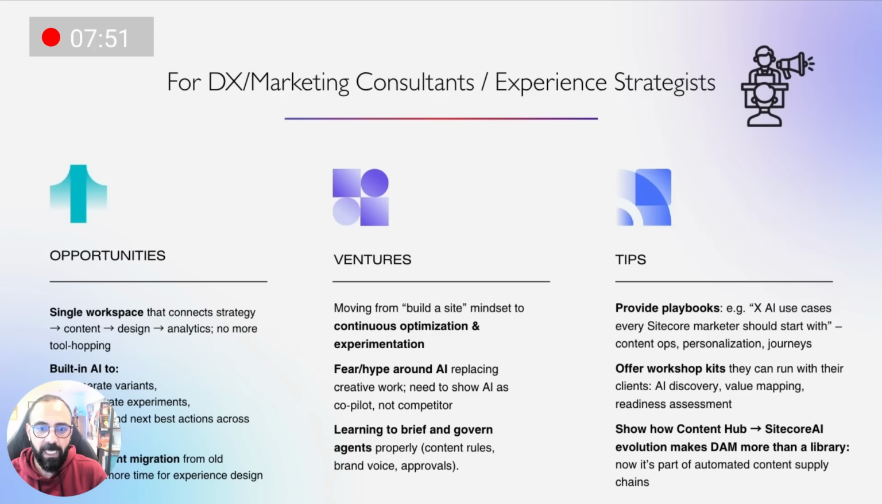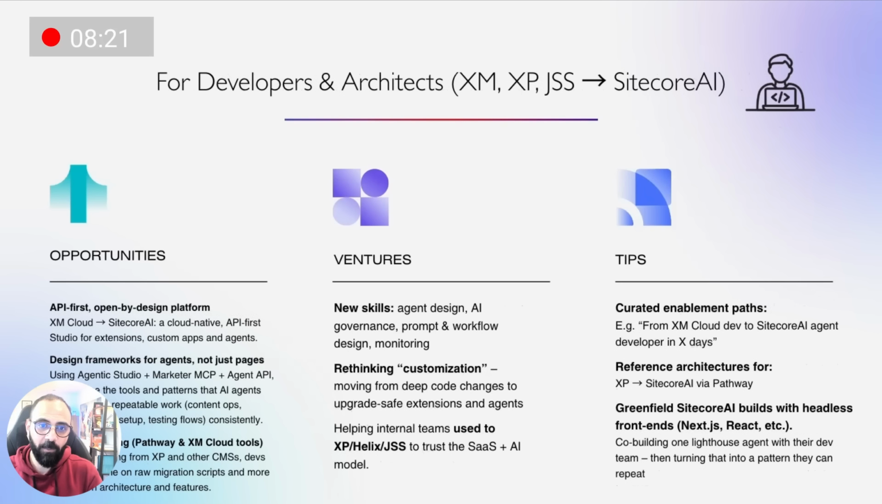Some of the tips would be looking into the frameworks. There are many playbooks being published by the Sitecore community, like, for example, XAI use cases. Every Sitecore marketer should start with different titles around how AI is providing value. The marketplace is providing many examples of this as well. There are a number of workshops the community is organizing. Get yourself enrolled and subscribed to some of these events and get ideas on how to use Sitecore AI and how to optimize it.